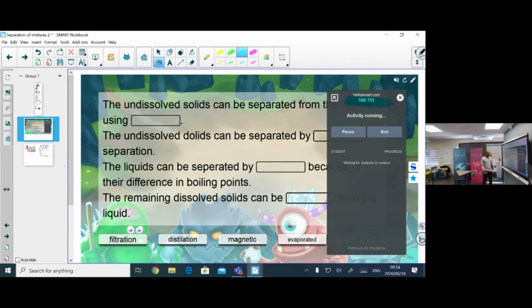So how do we go about separating them? Let's answer the following questions. The undissolved solids can be separated from the liquids using what? We have four options to choose from. We need to separate the solids from the liquids. How can we go about this? Of course, in a number of ways. Let's choose from the ones below.